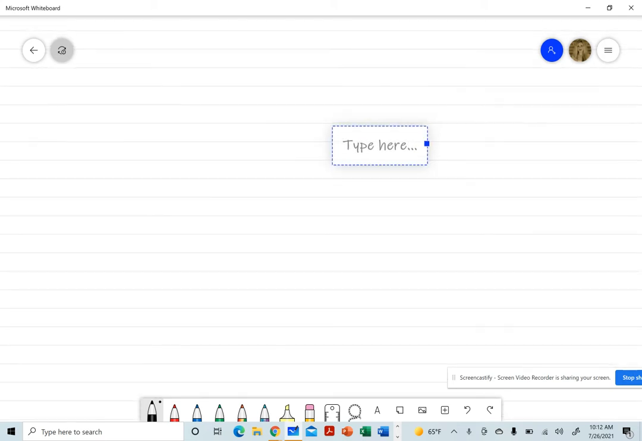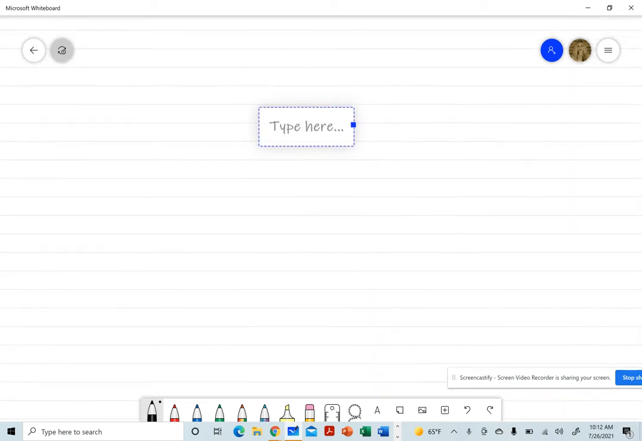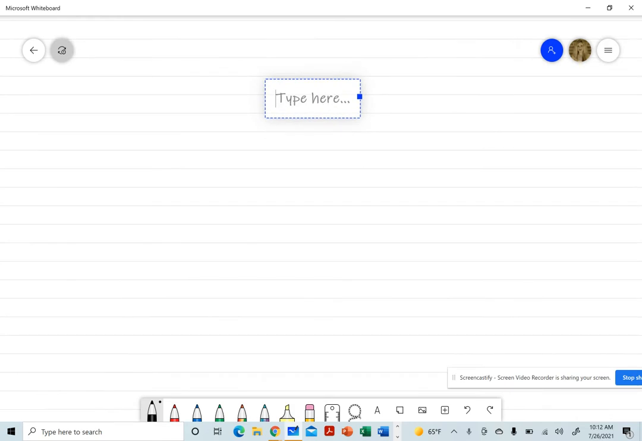Hi class. So today what we're going to learn is a pretty important skill, which is what is an integer? I don't know why that didn't work. Excuse me. What is an integer?